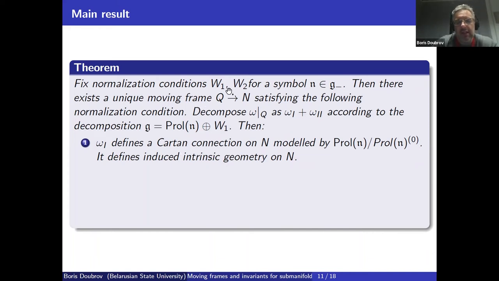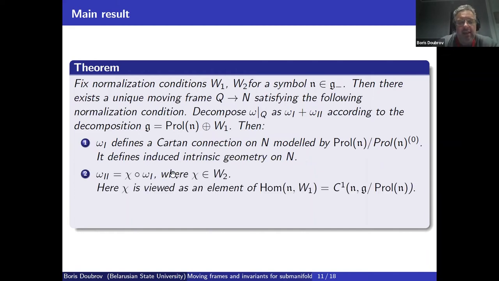This immediately tells us the size of the moving frame we are looking for. We are looking for a moving frame that is a principal fiber bundle whose fiber is exactly of the size of the prolongation of n zero. And the second thing: we now express omega 2 via omega 1 and a linear map psi. Along fibers, we want psi to vanish. So it will only be non-trivial essentially on the negative part of the prolongation of n, on n itself.